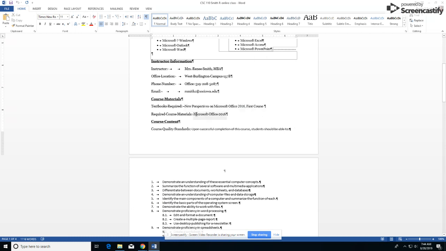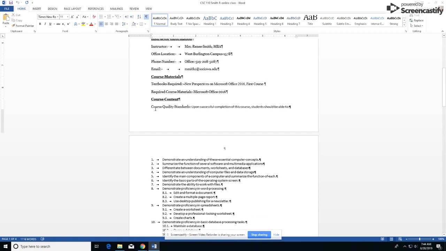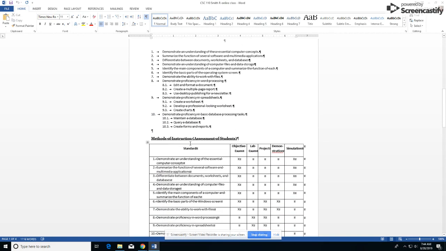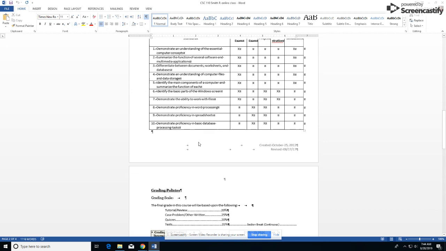If you want to be successful in here, you must have that book. You must also work through Microsoft Office 2016. Your computers may have older versions. They may have the newest version, but we are learning the Office 16 software. Here are the course quality standards, and you can review those. The methods of instruction you can also review.